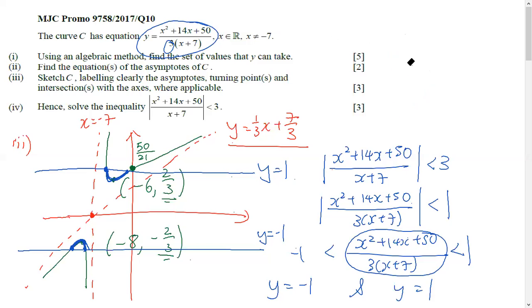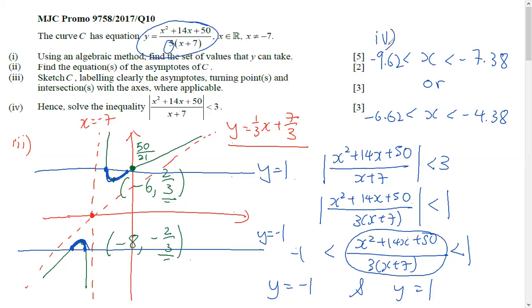Using your GC, you can find the intersection between 1 and -1 with your existing graph. The values you'll get: x is between -9.62 and -7.38, or x must be between -6.62 and -4.38. Some calculator work is required. You're supposed to apply it to get this intersection. This will be the answer for part 4.